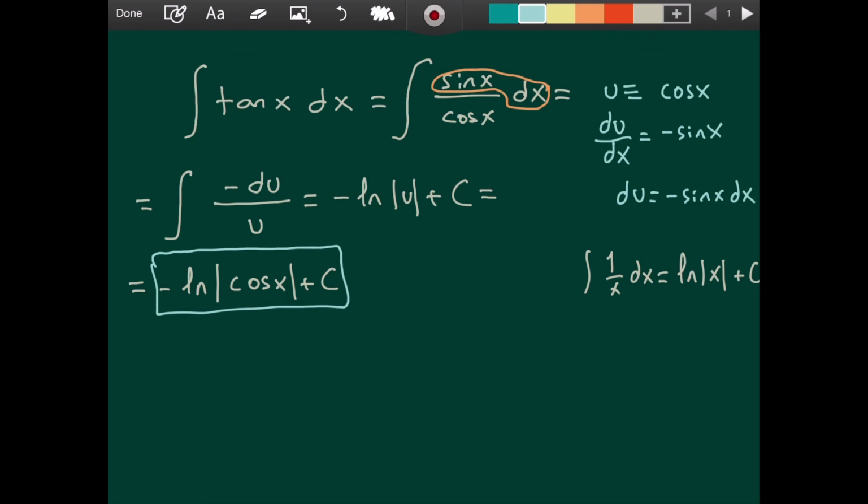But this is it for this video. We found the antiderivative of tangent of x. It is negative ln of the absolute value of cosine of x plus a constant.